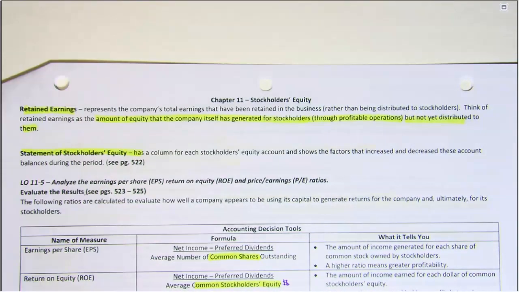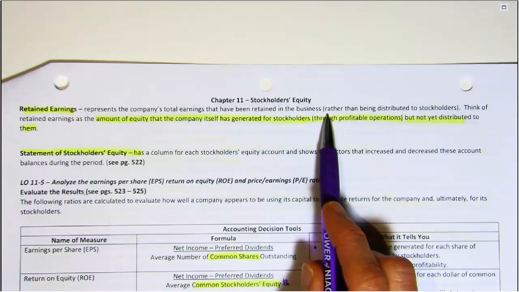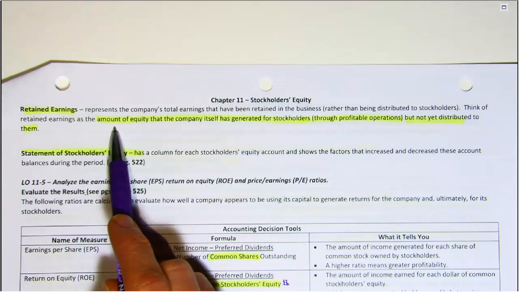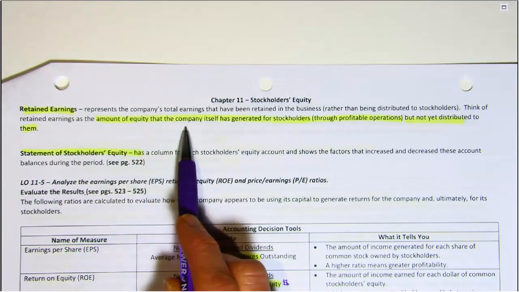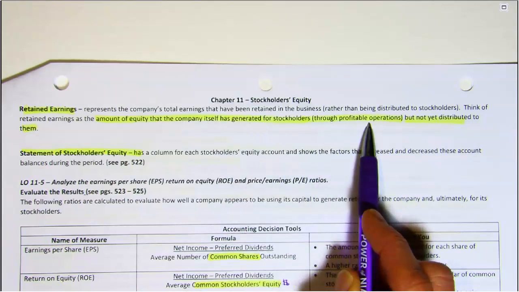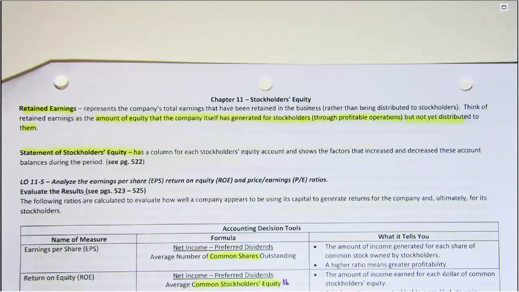Just a review on what retained earnings represents. It's the total earnings that have been retained in the business rather than being distributed to stockholders. Think of retained earnings as the amount of equity that the company itself has generated for stockholders through profitable operations, but has not yet been distributed to them. It's the earnings or net income that has been kept in the company.